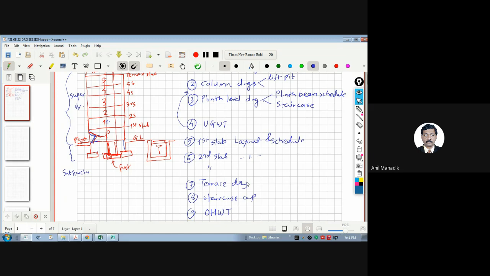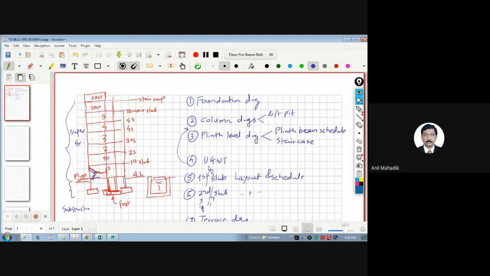So this is almost how many drawings there are. Generally, if the second and fourth are the same, then you can say second and fourth, and then first and third. So 1, 3, 2, 4, and terrace. This way also you can do it. So how many drawings? Almost 9 to 10 drawings are there, which we need to submit to the site.